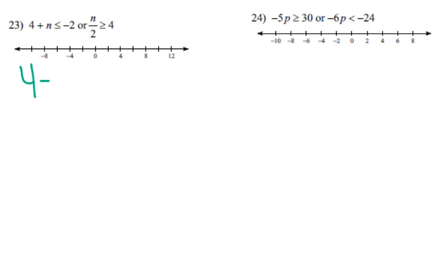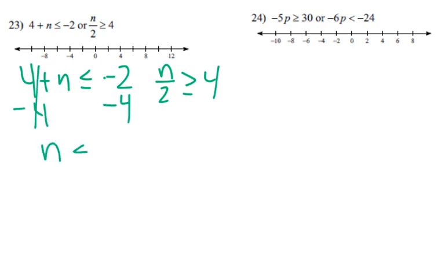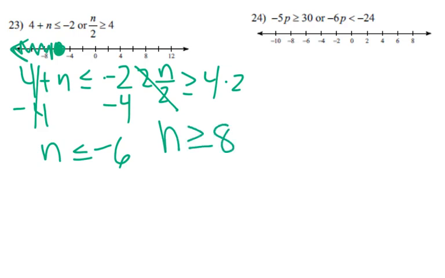4 plus n is less than or equal to negative 2, or n divided by 2 is greater than or equal to 4. So 4 plus n, we would subtract 4 on both sides, giving us n is less than or equal to negative 2 minus 4, which is negative 6. So negative 6, draw a filled in circle because it's equal to, n is less than, shade to the left. And n divided by 2 is greater than or equal to 4, we would times by 2. That would become 1, so we get n is greater than or equal to 8. So at 8, draw a filled in circle because it's equal to, n is greater, so it's bigger, shade to the right.